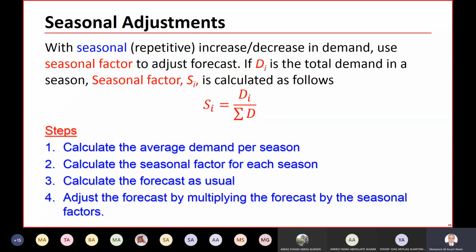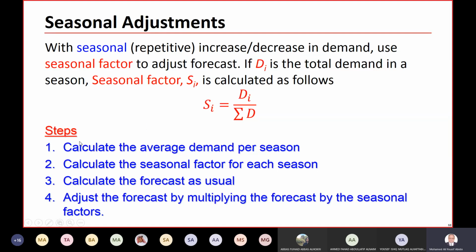Now, if we have a seasonal pattern in the data, like the year can be divided into 4 quarters, and the load pattern is changing from one quarter to another, in this case, you can consider the seasonal impact. Here we defined the seasonal factor SI, which represents the demand of that season over the total demand of the year. Demand of quarter one over the demand of the year, demand of quarter two over the demand of the year, this gives you another seasonal factor and so on.